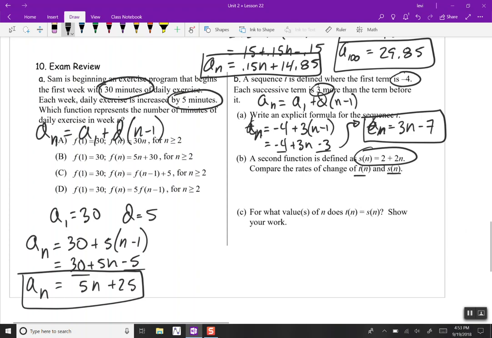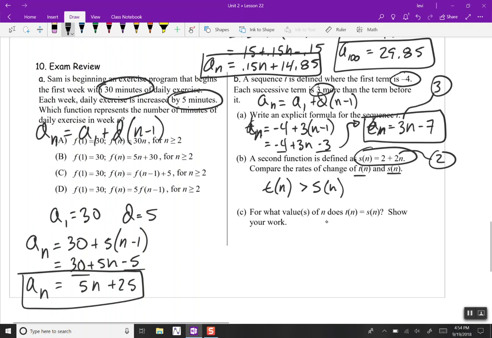So if we look at this one, what does this 3 mean? The 3 was how much we were increasing by each time. So this one is going up by 3 each time, and this one is going up by 2 each time. So that's the difference. So t of n is greater than s of n.